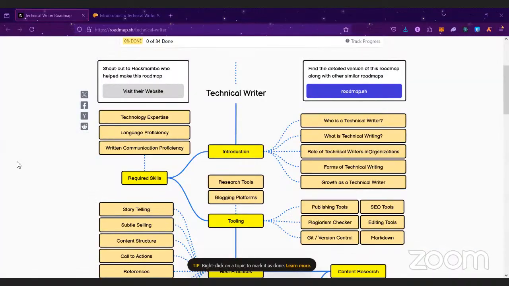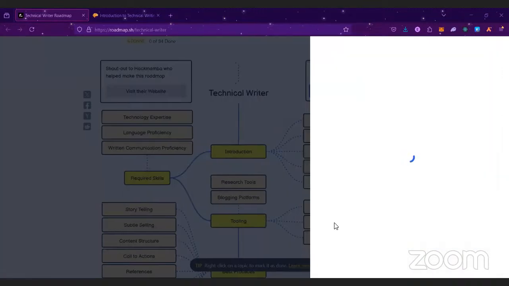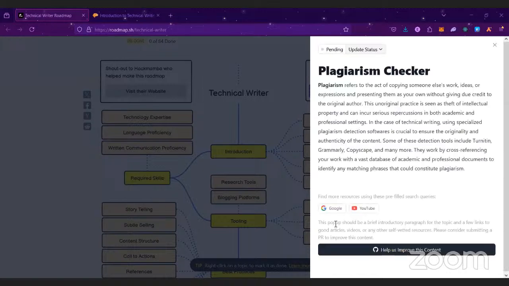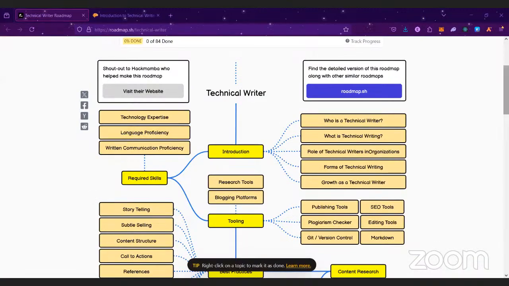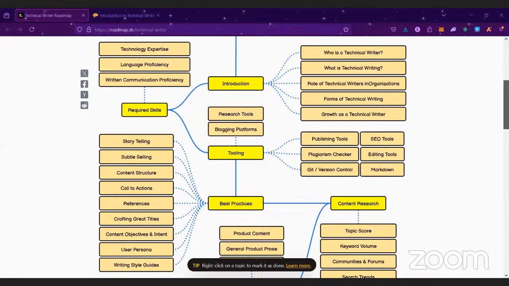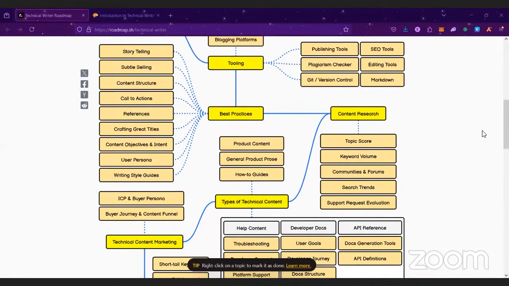So yeah, there's a plagiarism checker. There are a lot of plagiarism checkers now. You can use Grammarly, you can use Copyspace, you can use Turnitin to check plagiarism. And also, you must be able to do research.